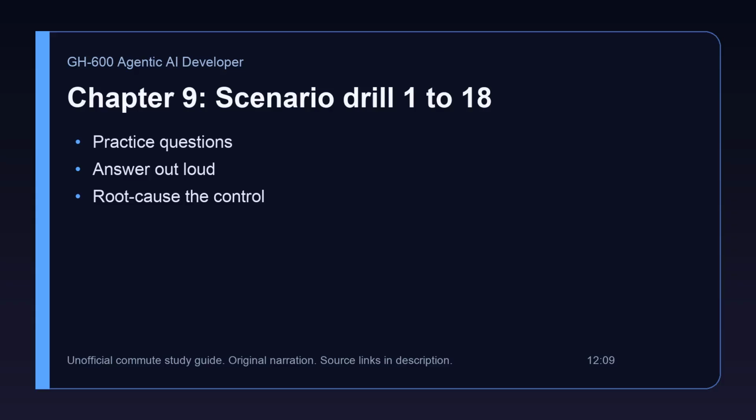Question 9. Which is a good quantitative evaluation signal? A. The agent sounded confident. B. Tests passed, code scanning found 0 new high-severity findings, and workflow duration stayed within budget. C. The pull request title was short. D. The agent used many tools.